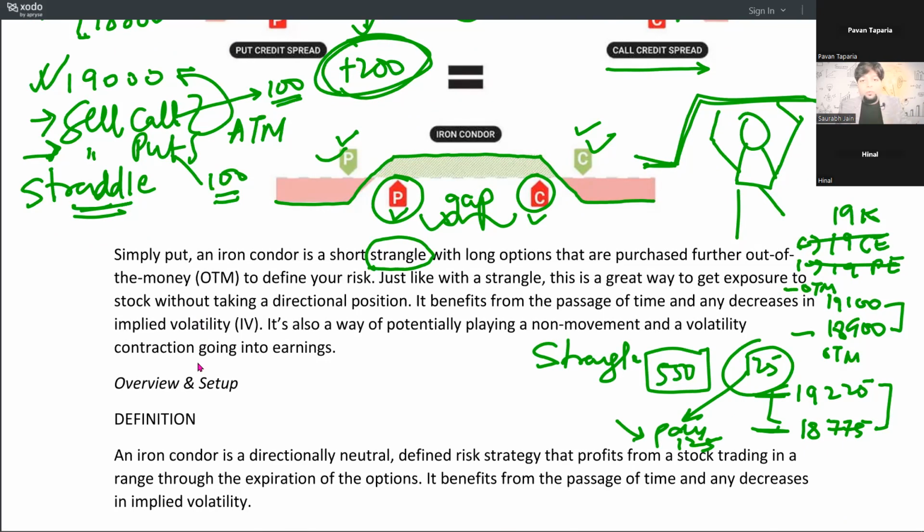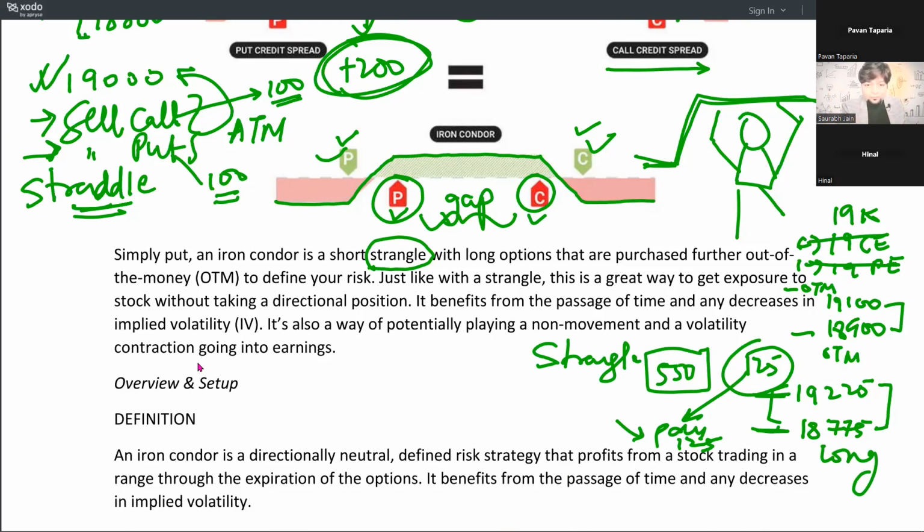Now, somebody who has longed the strangle of 125 rupees, he has paid 125 rupees and ensured that now, whether the market goes up or the market goes down, irrespective of the direction of the market, if Nifty crosses 19,225 going up, or if Nifty crosses 18,775 going down, in any of the directions, he will have unlimited profit on both sides. So the person who has gone long in the strangle has unlimited profit on both sides and limited loss of 125 rupees in between. Correct?